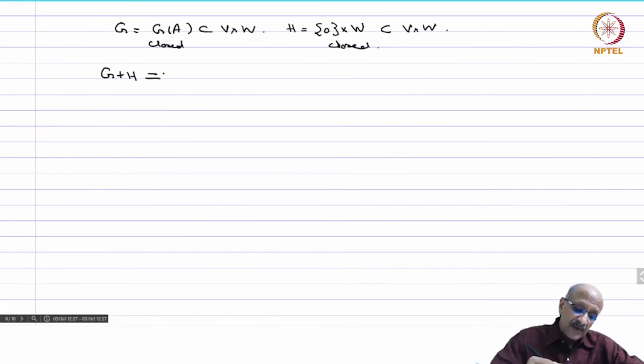G plus H: you are taking an element in G of A. How does an element in G of A look? The first coordinate is from the domain, the second component is A of U. So U, A U. And here you are taking 0, any element in W. So when you add these two, you will get elements in the domain and any element in W. So this will be D(A) cross W.